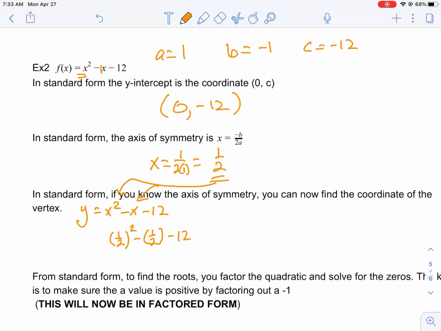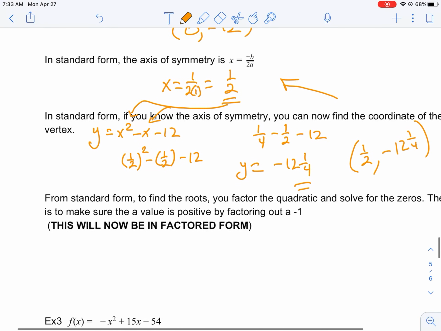1/2 squared is 1/2 times 1/2, which is 1/4, minus 1/2 minus 12. When I do this, you can use a calculator. I'm going to do it kind of quick here. I'm just going to give you the answer. But when I work this straight through, I'm going to get -12 1/4, which means I'm going to get a vertex where the x value is 1/2. The y value is what we just solved, -12 1/4.